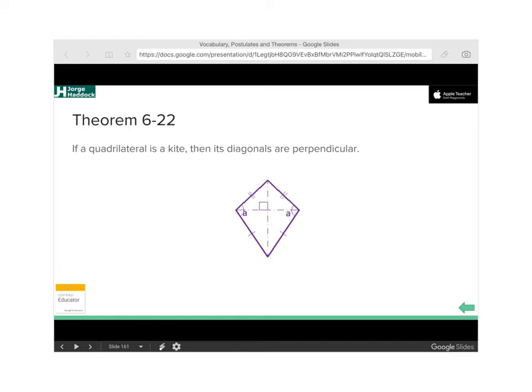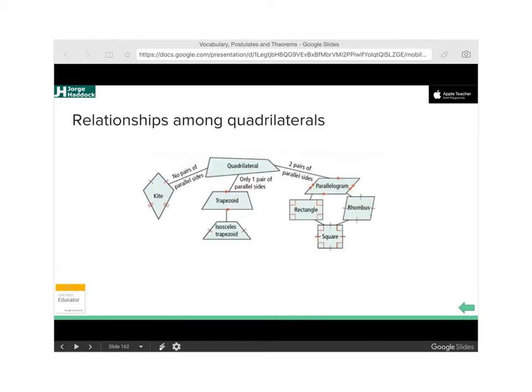So last, I want to show a relation of the quadrilaterals. As you can see, a quadrilateral is a four-sided polygon. If it doesn't have pairs of parallel sides, it's a kite. If it only has one pair of parallel sides, then it's a trapezoid. And from there, we also have the isosceles trapezoid, a special type of trapezoid. If it has two pairs of parallel sides, then it's a parallelogram. And there we have three special cases: the rectangle, the rhombus, and if it combines properties of both rectangles and rhombuses, it's a square.